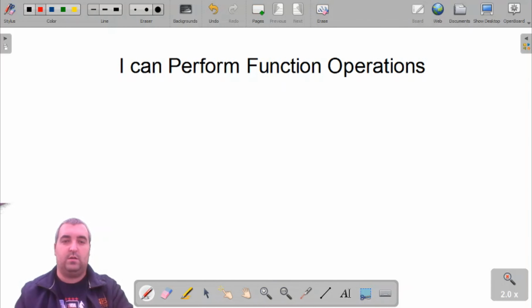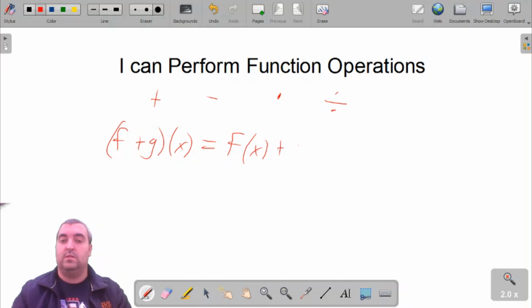Today we are talking about performing function operations. So we have four basic operations, I should say: addition, subtraction, multiplication, and division. Right. So we know how to do that with numbers. Well, we can also do that with functions. So if we see f plus g of x, this is function notation, and it is telling us just to add the two functions together.